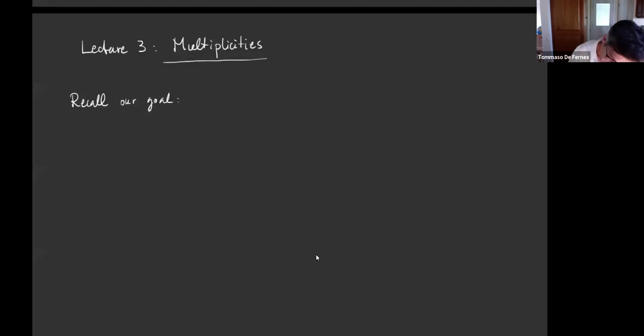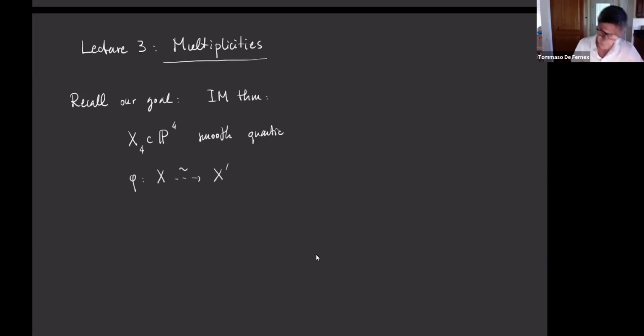Okay, so I want to prove this Noether-Fano theorem. So suppose that X, a degree 4 hypersurface inside P4, is a smooth quartic. And suppose I give you a birational map from X to some other, maybe another quartic, or maybe a projective space, or maybe any Mori fiber space, in fact. And I take a suitable embedding of the Mori fiber space in some projective space. So this is a birational map.